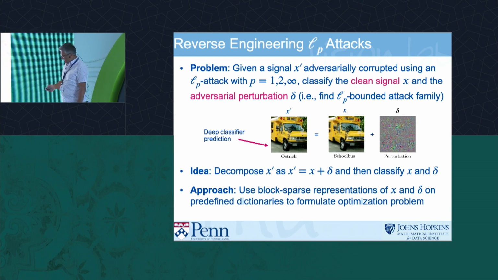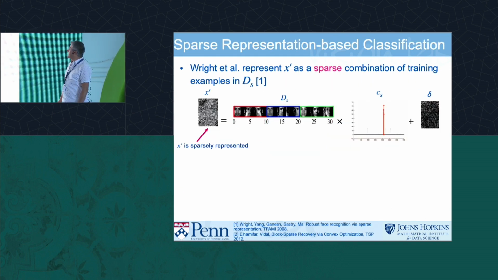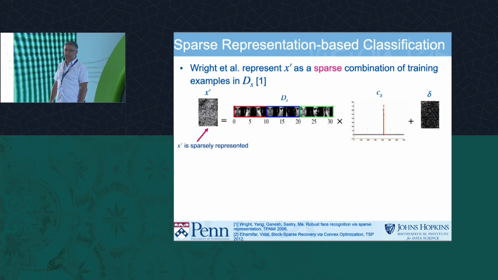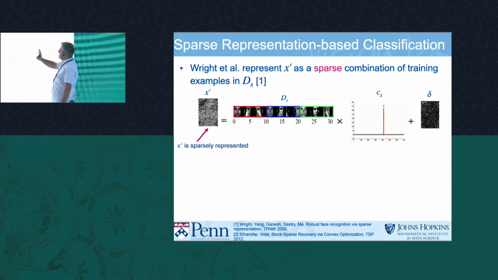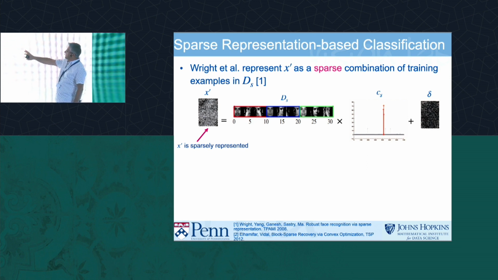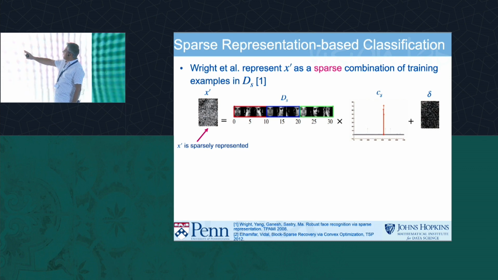Why do we do that? Where do we draw inspiration to do this? There was this great work by John Wright and Yi Ma in 2008, where they were trying to do face classification with corrupted images. And so you begin at the left with an image of a face that's been corrupted, and you decompose that image of a face in terms of a dictionary.